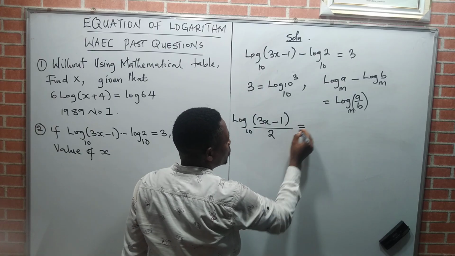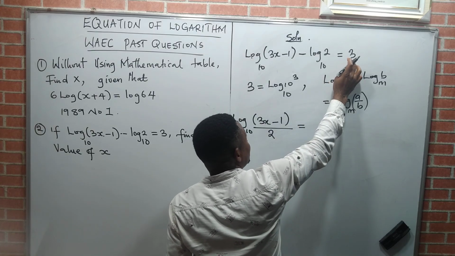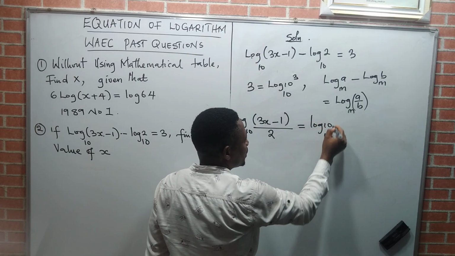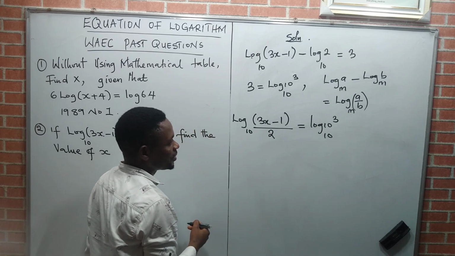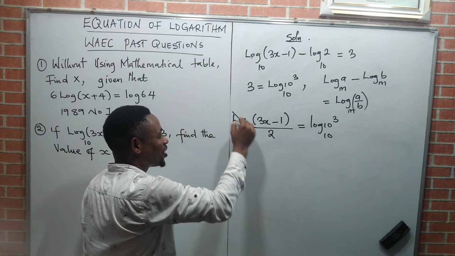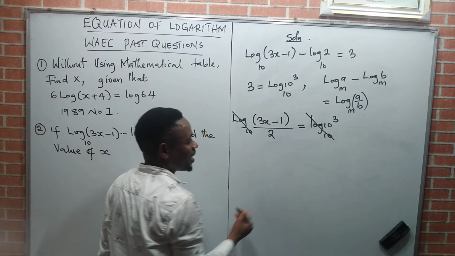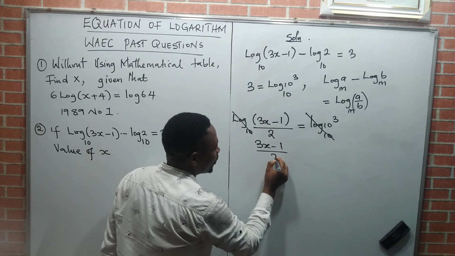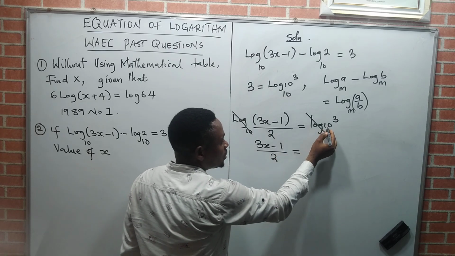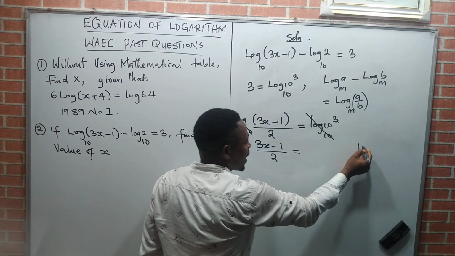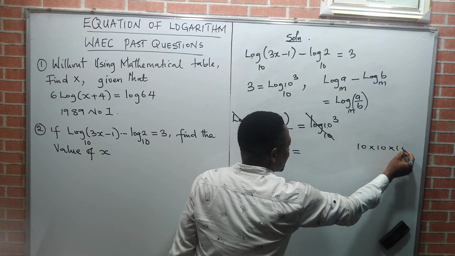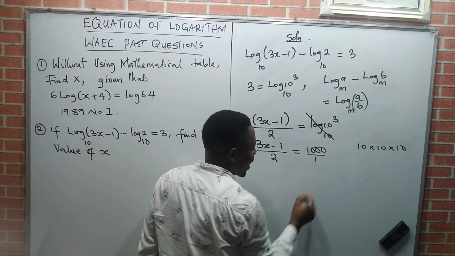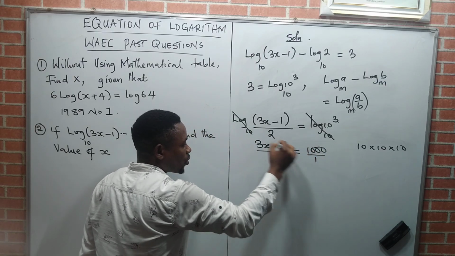Then it is now equal to, then how do we convert this 3? I will introduce log of 10 to base 10, raised to the power of 3. Now something is about to happen here. Log to base 10, we cancel log to base 10. So what remains now is (3x minus 1) all over 2 is equal to 10 raised to power 3, which is 10 times 10 times 10, which is 1000.